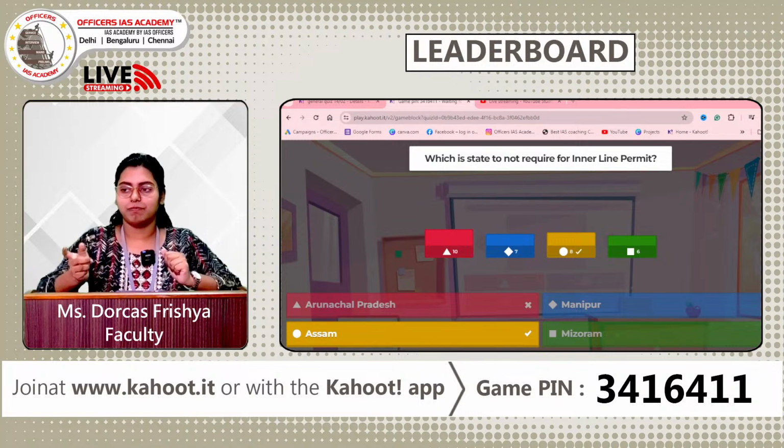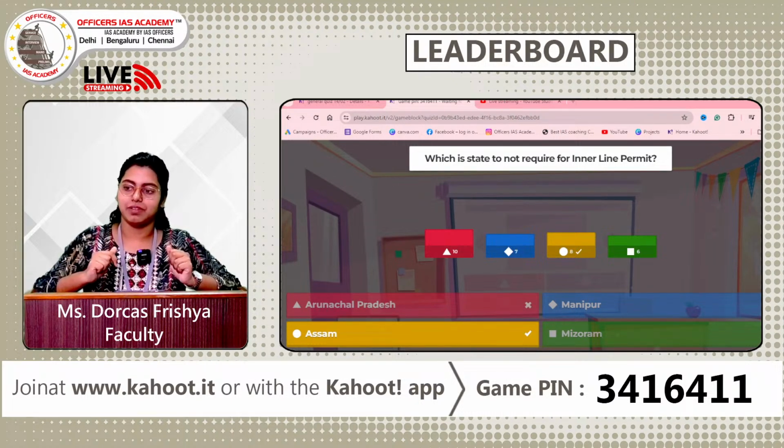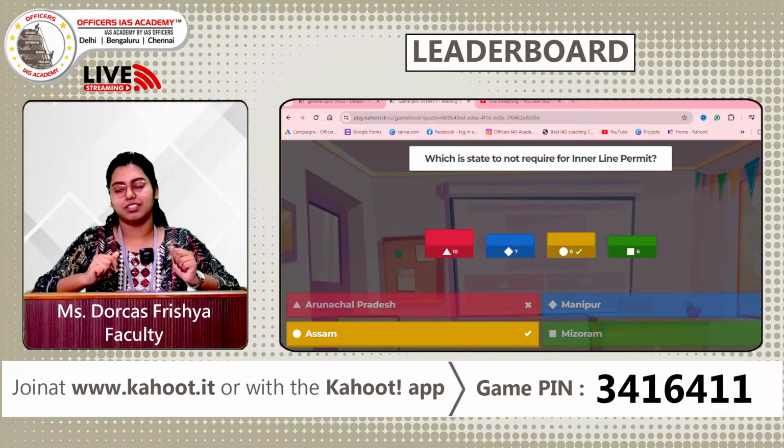So where we don't require this particular permit is in the state of Assam, and therefore your correct answer is option C, that is Assam.